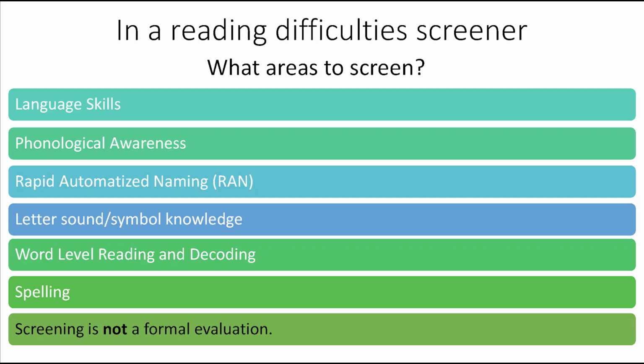So anyway, in the screener, these are the skills that you're going to be screening: the language skills, phonological awareness, which we talked about, rapid naming, letter sound knowledge, word level reading and decoding, and spelling. Again, it's not a formal evaluation. It's not a determination for an IEP.